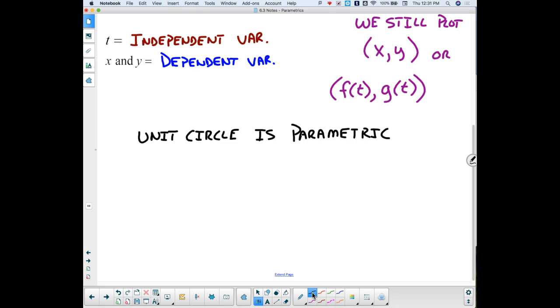Our parameter on the unit circle, t, is theta, our angle. Which makes my function for x be the cosine of t. Which makes my function for y be the sine of t.